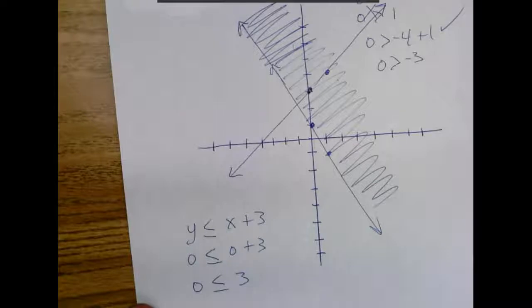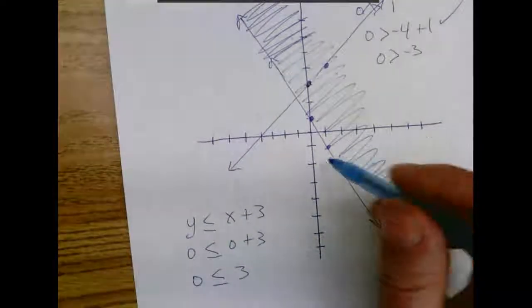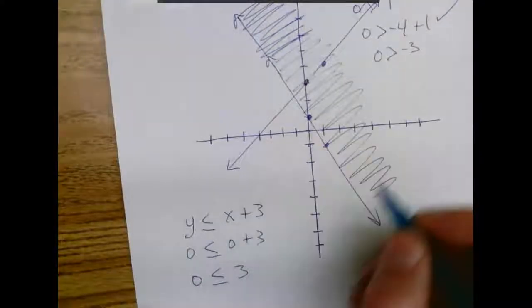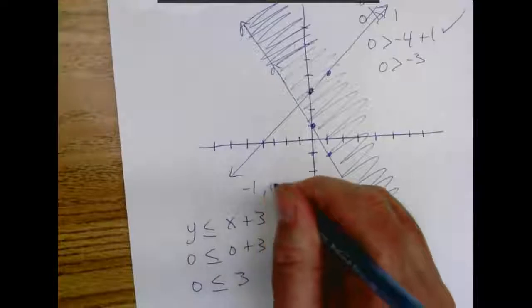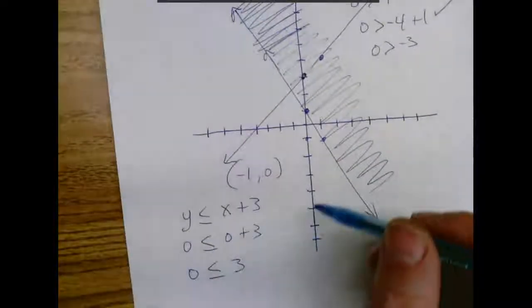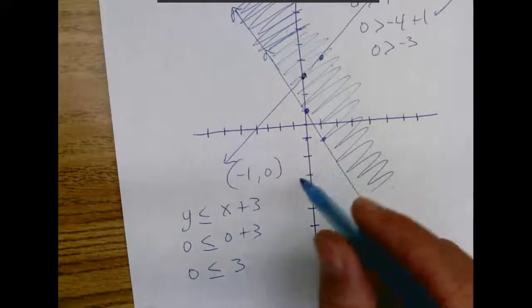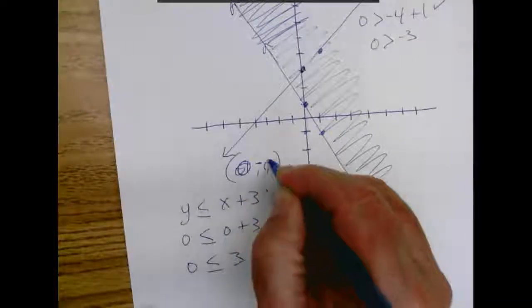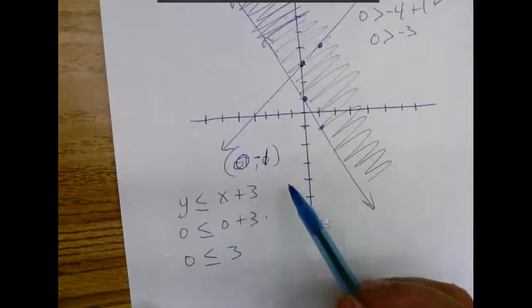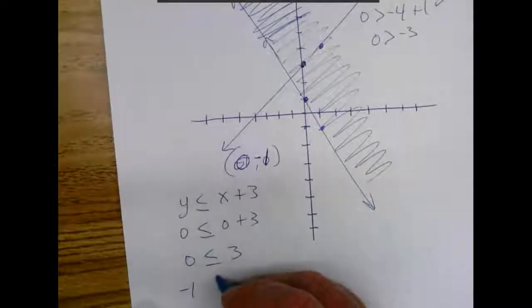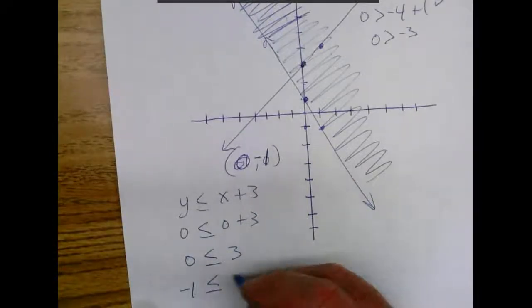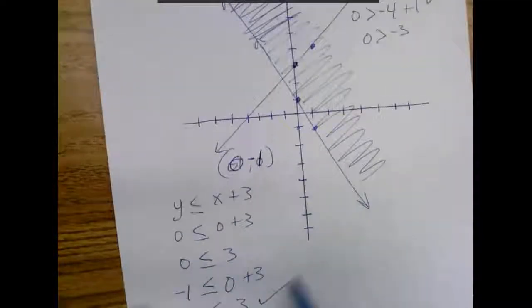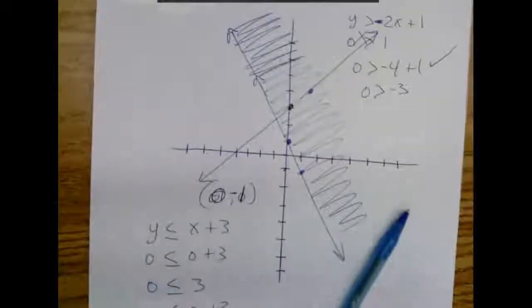So we go to the next one. Let's try this point right here, 0, negative 1. We would then plug that in. So it'd be negative 1 is less than or equal to 0 plus 3. Negative 1 is less than or equal to 3. That's true as well. So this one ends up being, we'll do this one with yellow.